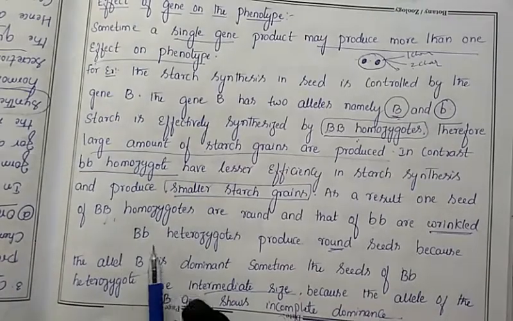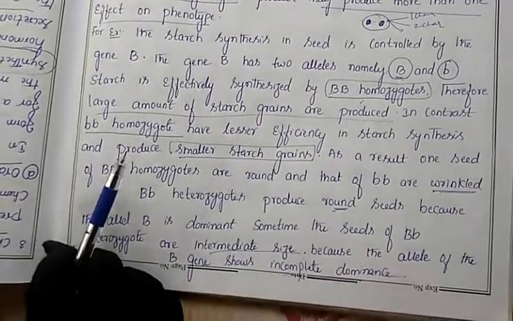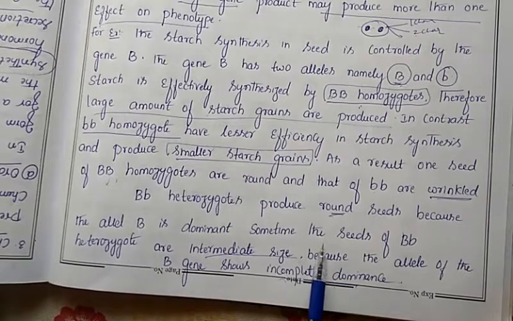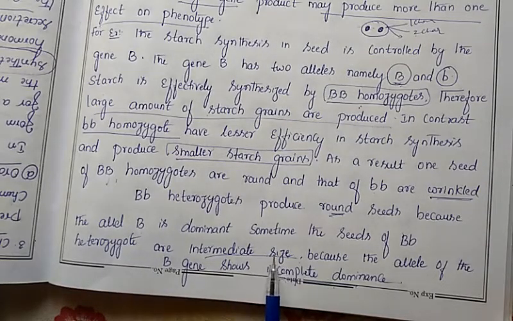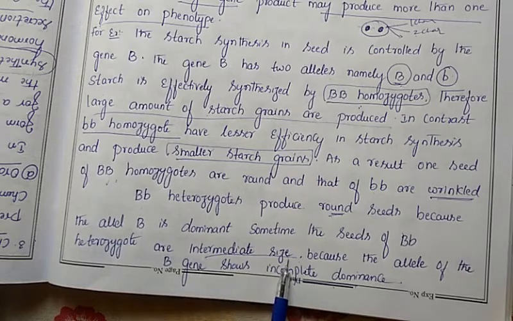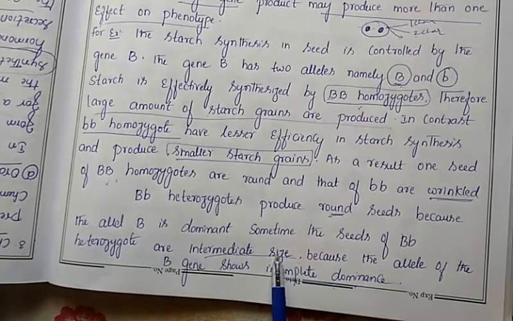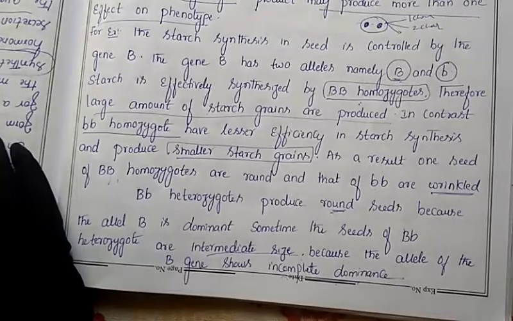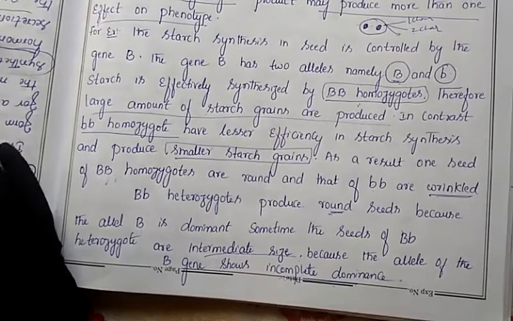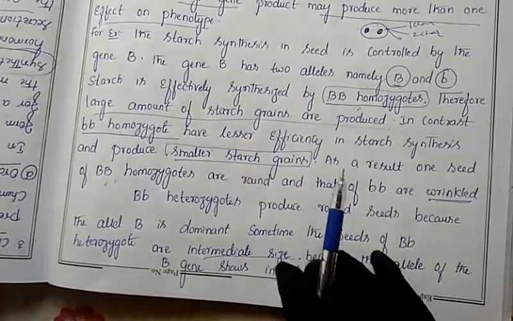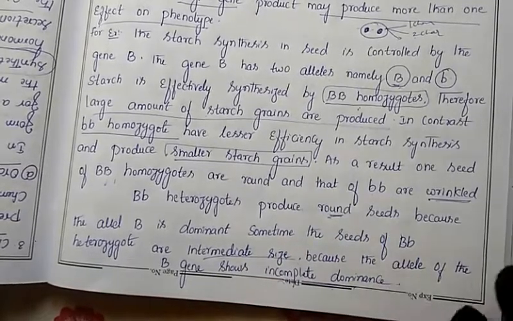So capital B, small b, the heterozygous, produces round seeds because B is dominant. But sometimes the seeds of the heterozygous are of intermediate size, because the alleles of the gene show incomplete dominance. So the effect of a gene, pleiotropy, is explained by giving this example.